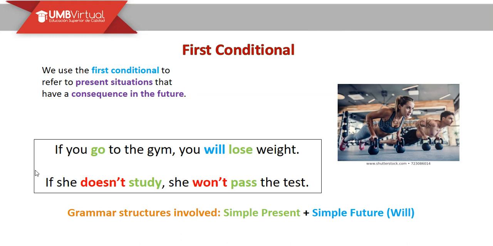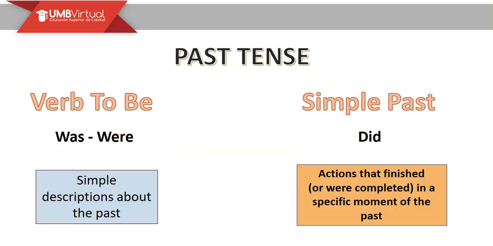Entonces recordemos como tal aquí el uso también del if desde la condición o el when, y posteriormente en este caso cuando hacemos uso de esa condición el verbo iría en presente simple, a diferencia de la consecuencia donde lo vamos a colocar como tal en futuro simple.